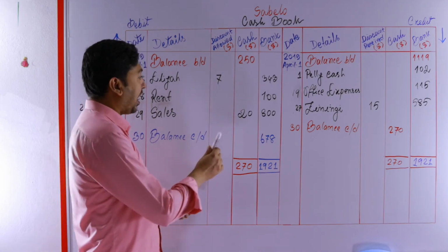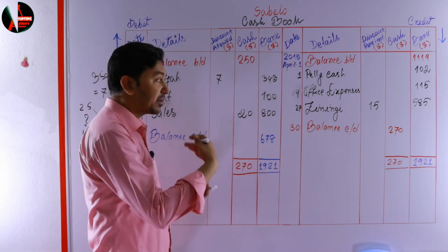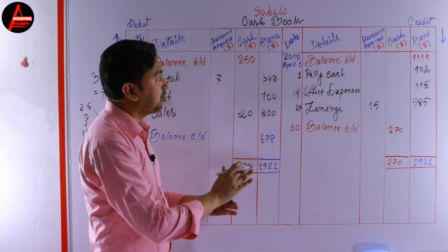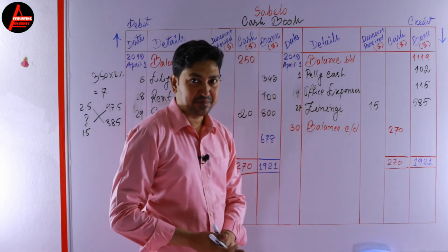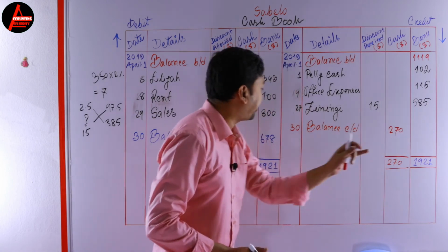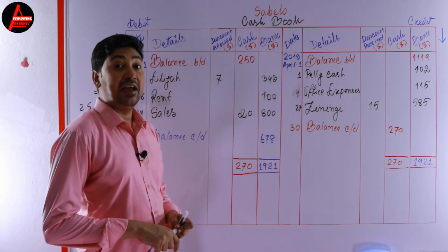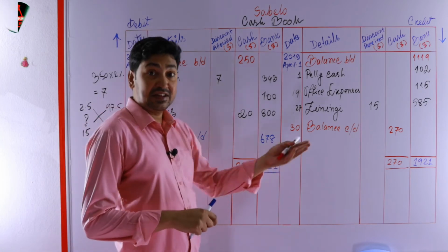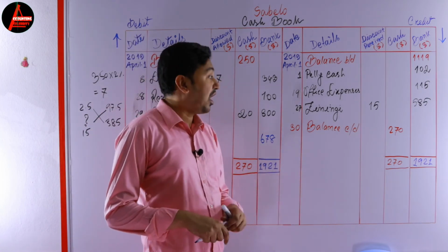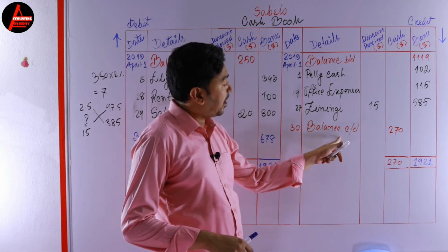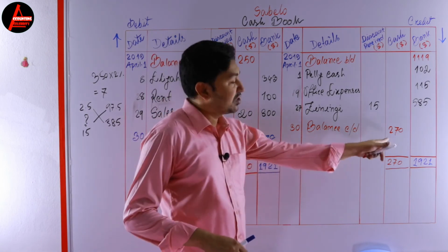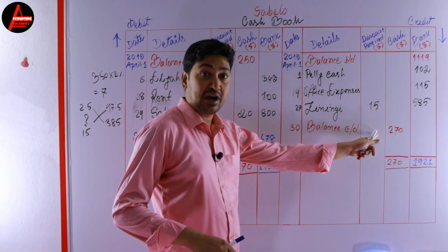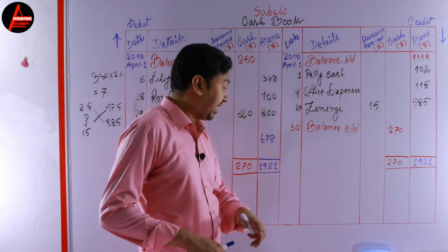Here we have bank balance. So sometime both the balances will be in the credit side. Okay, sometime cash credit, bank debit. Okay, so this is not done yet. We have to bring this balance down. Okay, so how? Here we have balance CD, which is 270. This CD will come in the opposite side as balance BD.